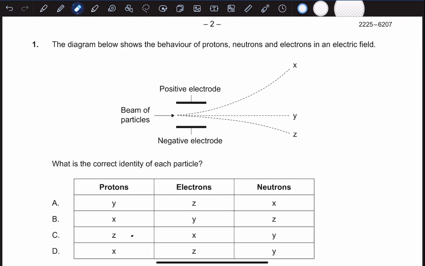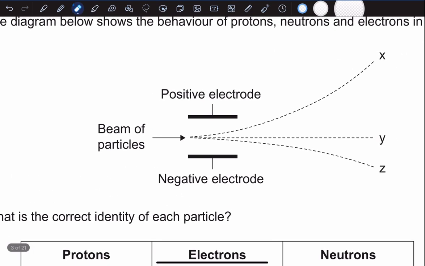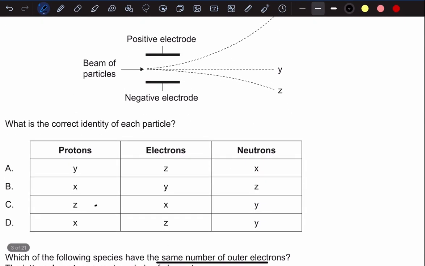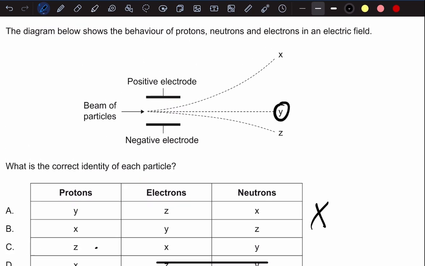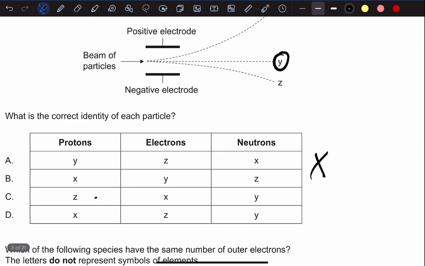So question 1, the diagram shows the behavior of protons, neutrons, and electrons in an electric field, and we have a beam of particles shot between a positive and negative electrode, and we're seeing how they diverge in path. Well, how can we answer this? We can easily make it a 50-50 chance by eliminating these two. The way we do that is we can look at y, and y is a straight path, right? It's not diverging from its path at all from the beam of particles, and this means that we know that it has a neutral charge. And which of these subatomic particles we know is neutral? Neutrons. So we know that y is going to be a neutron. So it's one of these two.